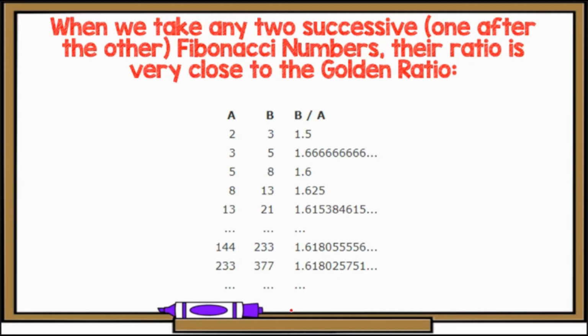Until you reach infinity, it will approximately be equal to the ratio 1.618. For example, 233, the number before it is 144. So 233 divided by 144, you will end up with 1.61805555556, and so on. And 377, the number before it is 233. So 377 divided by 233, we have 1.618025751, and so on. Okay?